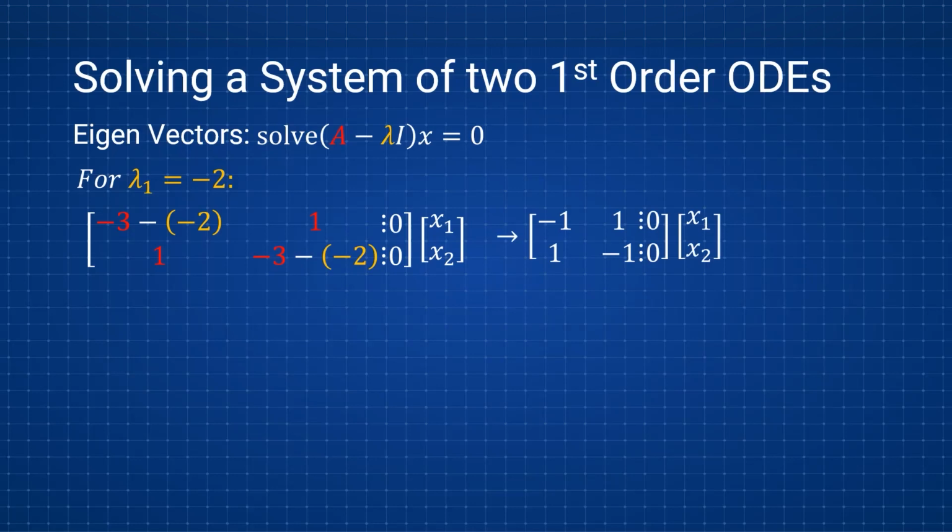You can see basically both rows are the same. The second row is just the negative of the first row. So let's get rid of the second row, and we'll do that by simply adding the first row to the second row.